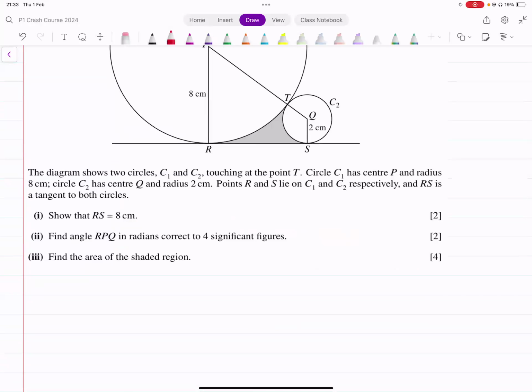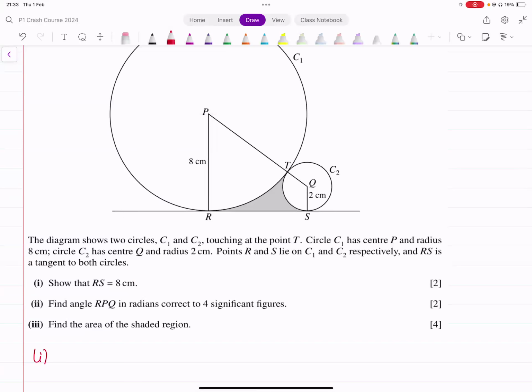Remember, whenever you have a question like this that asks you to show something, that means you have to show complete working. You only get marks for the working, right? So you need to make sure that you show all steps in your working. What we want is RS. RS is this length. How do you find RS? Can you make any triangle that you can use here? Do we have any angles? Do you have any information that we can use?